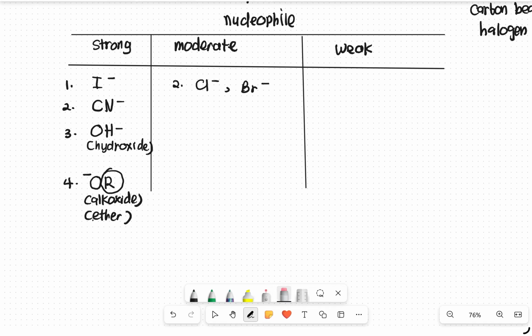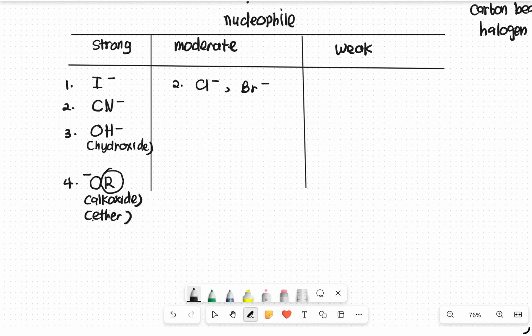It will not directly state acid, so it will state like this: show the reaction when methyl chloride reacts with NaBr. Br, what is Br? Is it a strong nucleophile or a weak nucleophile? NaBr, you haven't heard about this? Actually, NaBr will derive the Br. So now, Br falls under which category? Br falls under the moderate category. So make sure you know the concept.